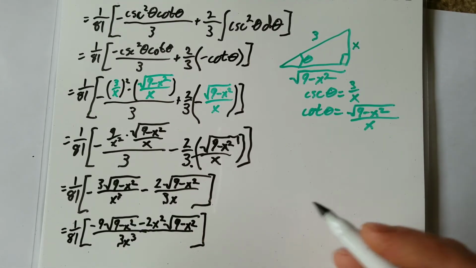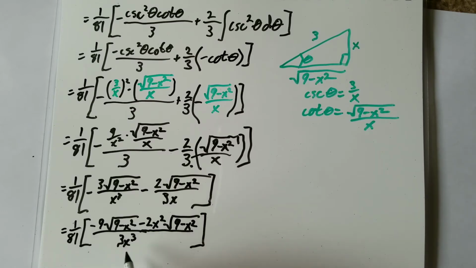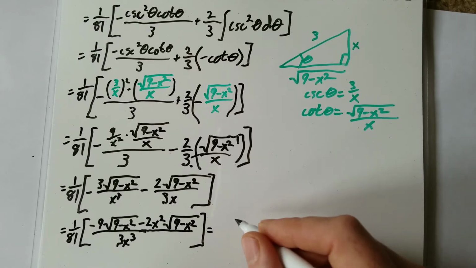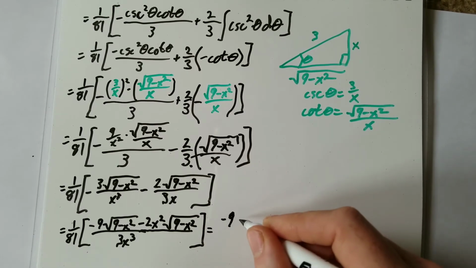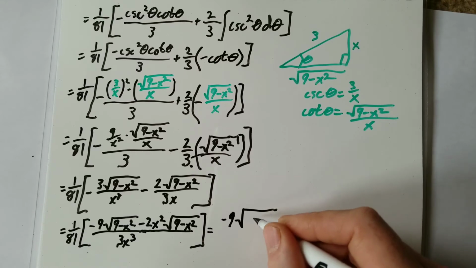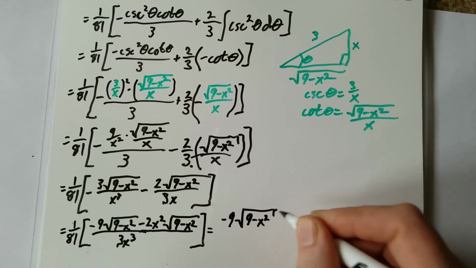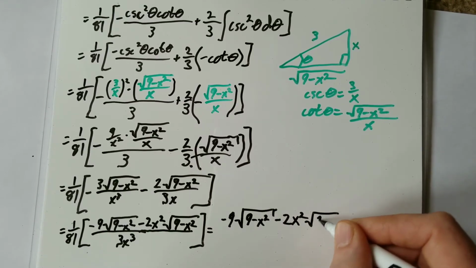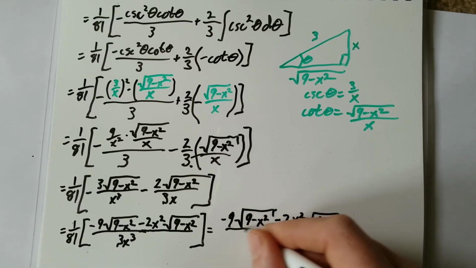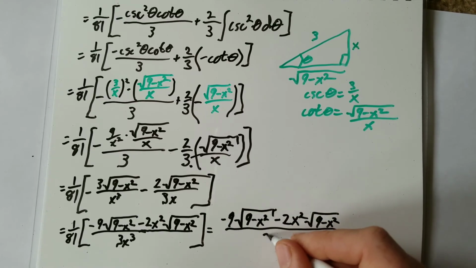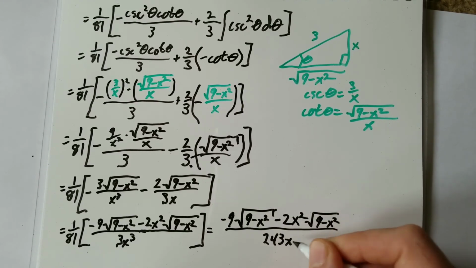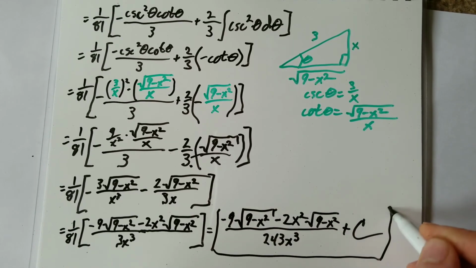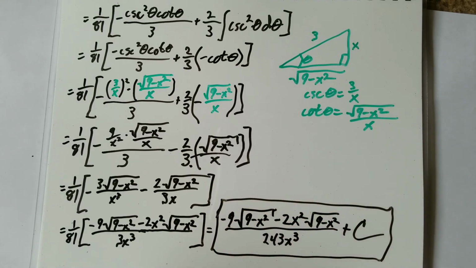And then, finally, we can distribute our 1 over 81 back into here to get our final answer, which is going to be negative 9 square root of 9 minus x squared minus 2x squared square root of 9 minus x squared, all of that over 243x cubed plus c, and that is the final answer to this integral involving trigonometric substitution.